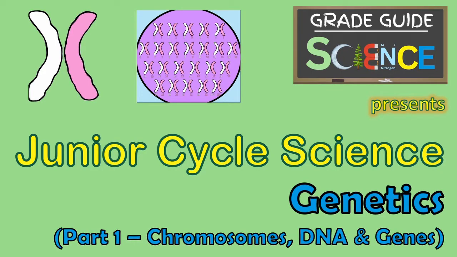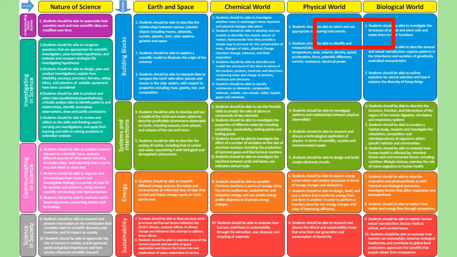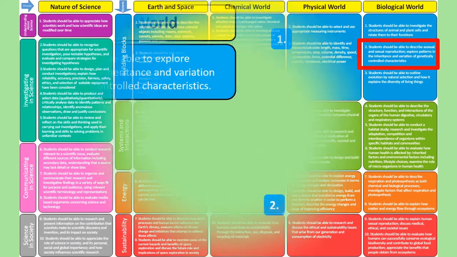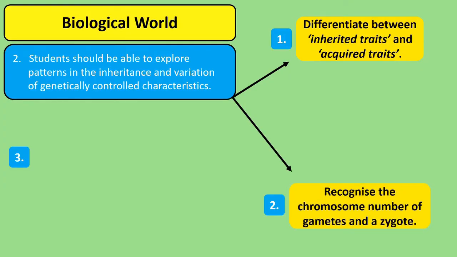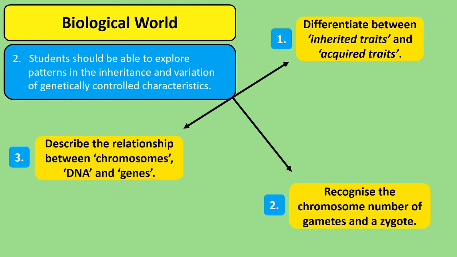This revision video on genetics is directed towards students completing the Junior Cycle Science exam as part of the Irish curriculum. Based off the NCCA learning outcomes, 3 points we'll be revising in this video are the difference between inherited and acquired traits, differentiating between chromosomes, DNA, and genes, and recognising the chromosome numbers of different cells.